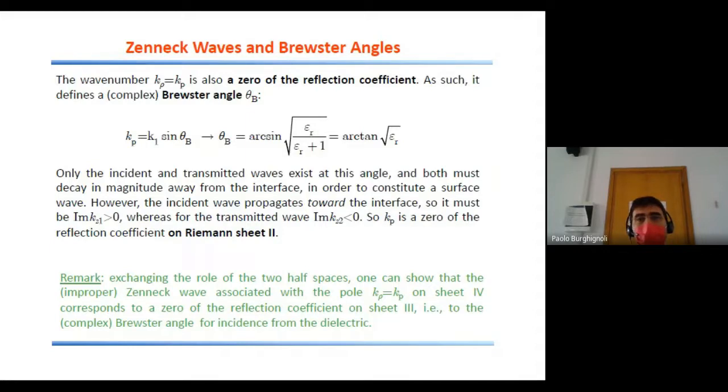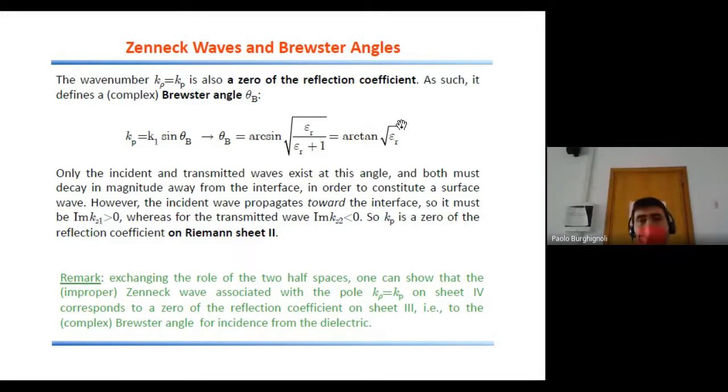Now it's interesting also to note, as we mentioned before, that since the Sommerfeld pole is also a zero of the reflection coefficient, it may be used to define a generally complex Brewster angle, theta b, by means of the standard formula Kp equal K1 times the sine of theta b, which allows you to find the value of this Brewster angle from the expression of the Sommerfeld pole. You find that the Brewster angle is the inverse sine of the square root of epsilon r divided by epsilon r plus 1, which is the same as the inverse tangent of the square root of epsilon r. And in this form, you may recognize the standard form for the Brewster angle.